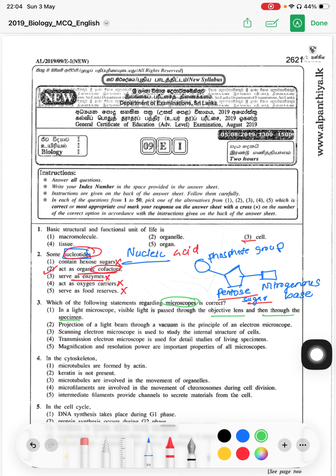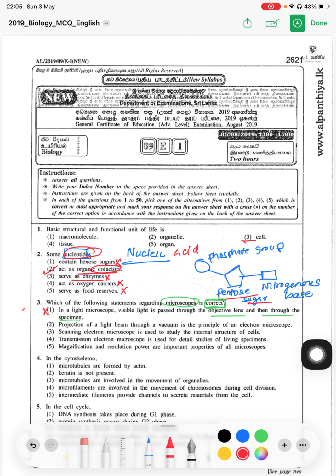They are asking which statement is correct, so you have to find only the correct statement. First you have to highlight that. What do we know about a light microscope? We know that visible light is passed through the specimen and through the glass lens, right? That's how the light microscope works. So that way the first one is wrong.